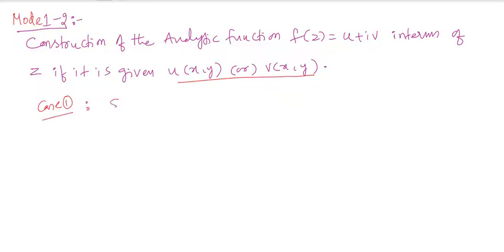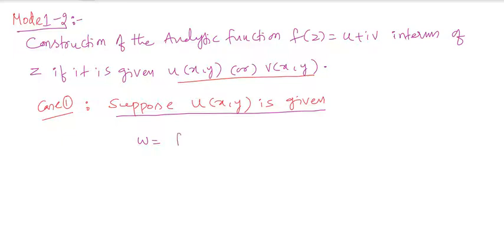Suppose u of x comma y is given. I'm just assuming, suppose u of x comma y is given, then you have to calculate f of z. Try to understand this one. If they had provided this, then you have to write f of z in terms of your u plus iv. Generally, what is your function w, equivalent to f of z, which is equivalent to u plus i into v? That you know.